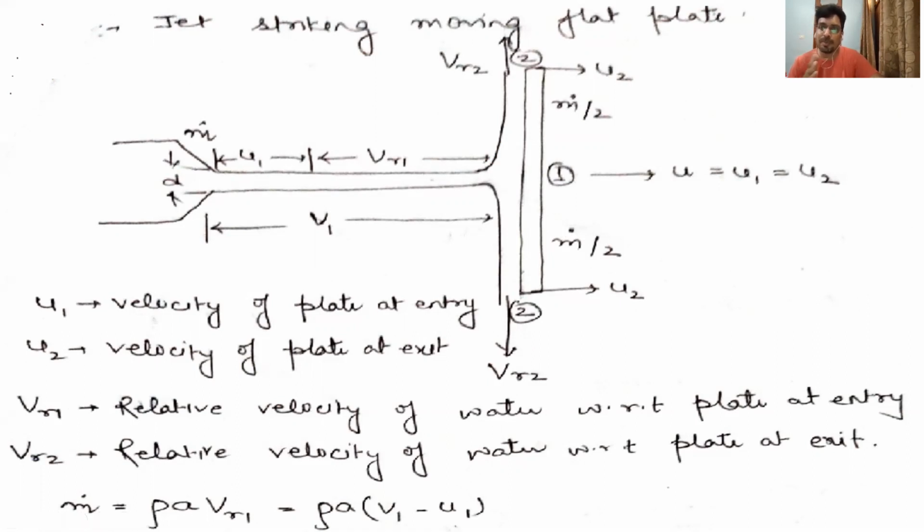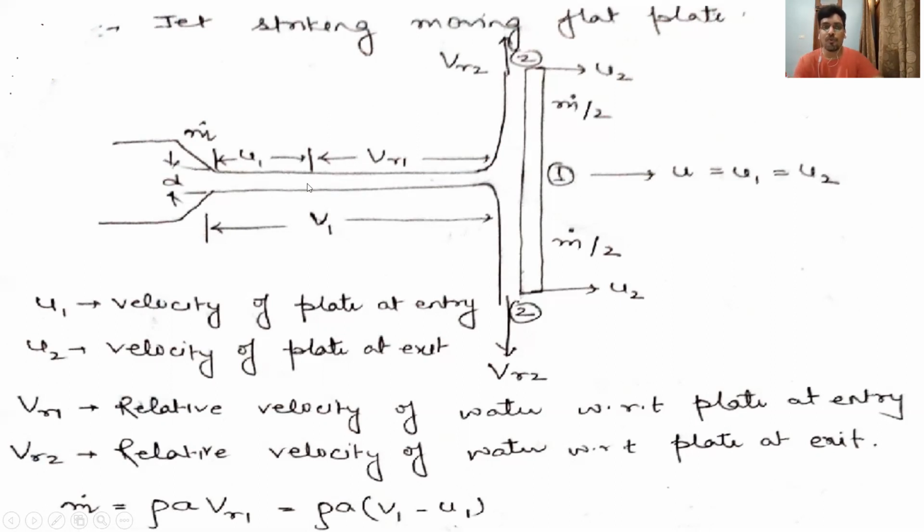So when the plate is moving with the jet, then the value of m dot will be rho a vr1. In the previous case, we took absolute velocity in place of this relative velocity. Now we will take relative velocity because the plate is moving. So that's why it is rho a vr1. What is the value of vr1? Vr1 is given by v1 minus u1. So we can write m dot equals rho a (v1 minus u1), and this a is the area of nozzle, pi by 4 d square.